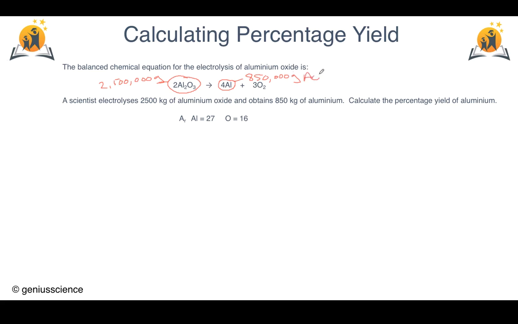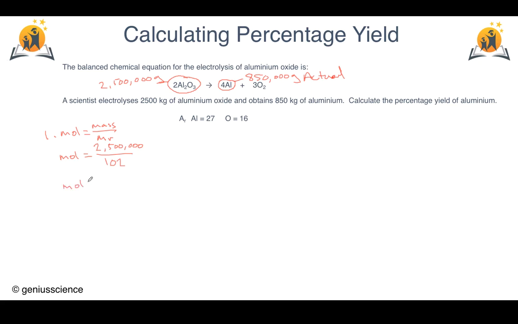Now, that's our actual yield, the 850,000 grams. We'll come back to that later. Now, step number one, we need to work out the number of moles contained in 2.5 million grams of aluminium oxide. So using our equation, the number of moles is equal to the mass, which is 2.5 million grams, divided by the relative formula mass of aluminium oxide, which is 102.